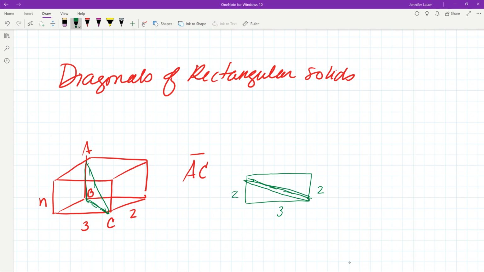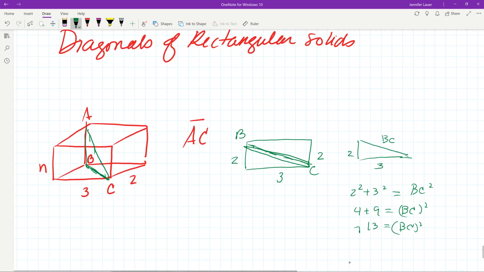And I'm going to do that by using the Pythagorean theorem. So if we have a 3 and a 2, I'm going to say 2 squared plus 3 squared, and we're going to just call this BC, because as you can see, it's B to C, is equal to BC squared. So this becomes 4 plus 9 is equal to BC squared. This is 13 is equal to BC squared. And then if we take the square root of both sides, I can tell you that BC is equal to the square root of 13. Now I want you to think about it. That's the bottom of the triangle that we make with this diagonal.